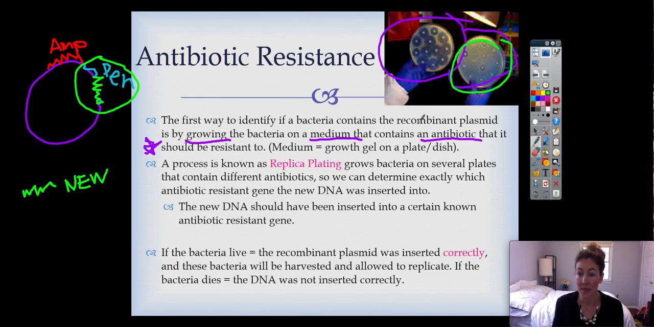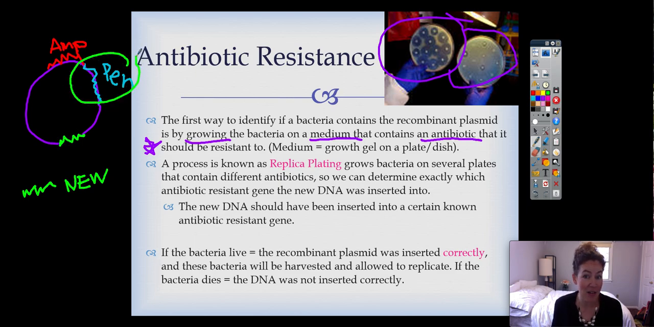However, let me back up. You want to insert the new gene. Let's say you cut your plasmid over here. And then you insert that new gene here. That penicillin gene is still intact. That plasmid will still help the bacteria resist penicillin and it won't die.